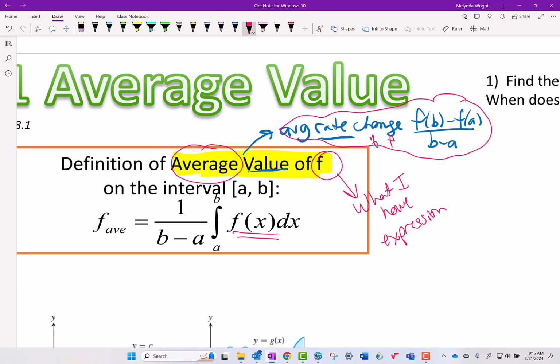Okay, and we'll encounter this several times, but when I first introduce it to you, I need to make sure we understand that we now have two formulas to pick from. So what does this average value formula do? It's 1 over b minus a times the integral from a to b of f of x.